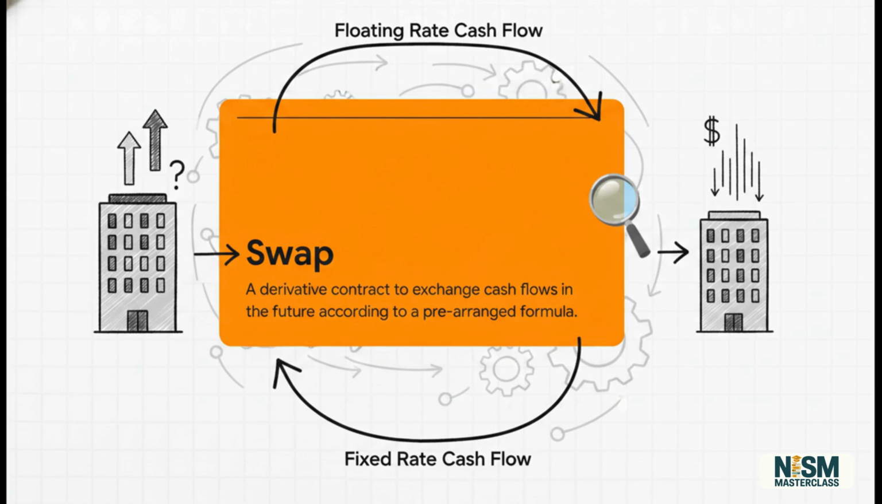Swaps are incredibly clever financial tools. Imagine a corporate borrower who took out a massive loan with a risky floating interest rate, but now they're terrified that interest rates are about to shoot up. What do they do? They can enter an interest rate swap to exchange their unpredictable floating rate cash flow for totally predictable fixed rate cash flow with another party. It's a hugely popular way for massive institutions to manage interest rate and currency risks.